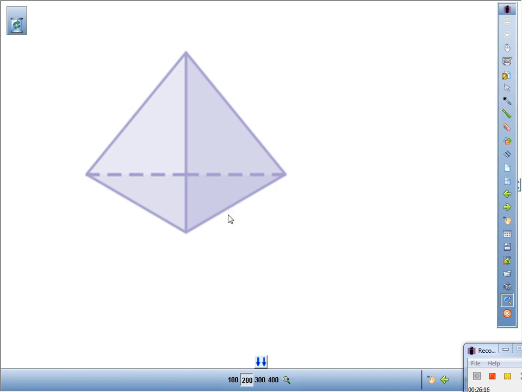All right. Tell your neighbor the name of this figure, please. Triangular pyramid. That is correct. All right. Let me move on.